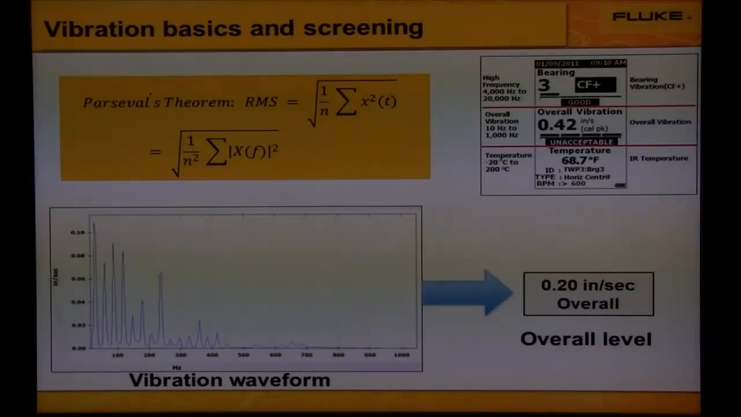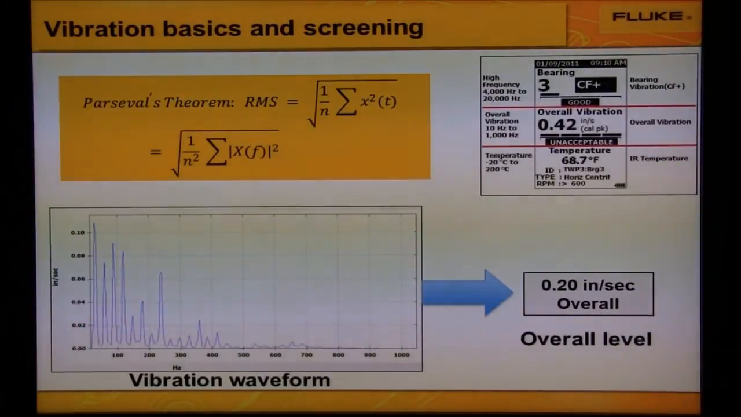From the display in the upper right, we see that the Fluke 805 vibration meter takes three measurements: high frequency, overall vibration, and temperature. Let's look at the difference between these vibration measurements and screening.